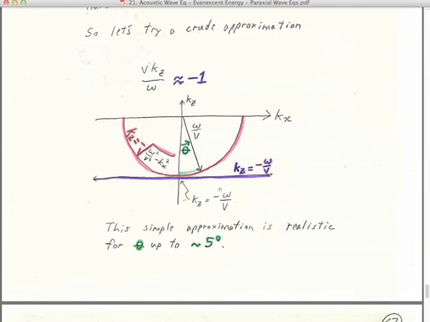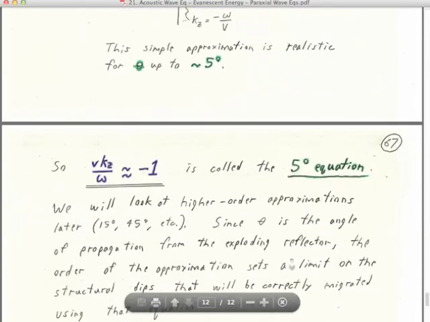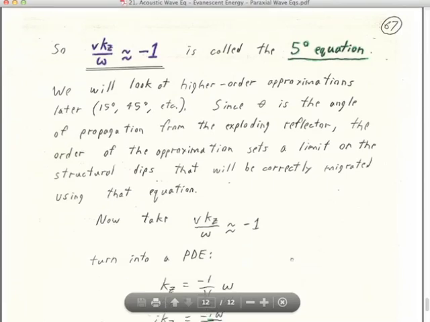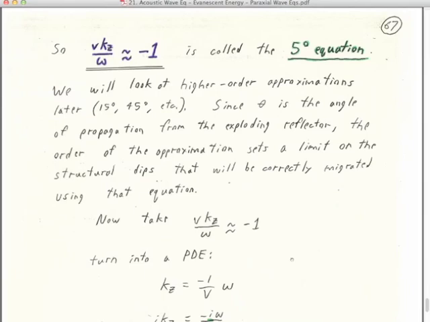So here we have a brilliantly simple approximation to our circular dispersion relationship. And there's actually a class of important waves that it's correct for. For instance, what is the angle of propagation equal to under the exploding reflector model and the kind of zero offset migration we're doing? It's equal to the dip. So anywhere we have a dip of 5 degrees or less, we could use this very simple crude approximation, and it's going to work. There's plenty of places where the dip is less than 5 degrees. They're quite useful to explore and migrate with that.